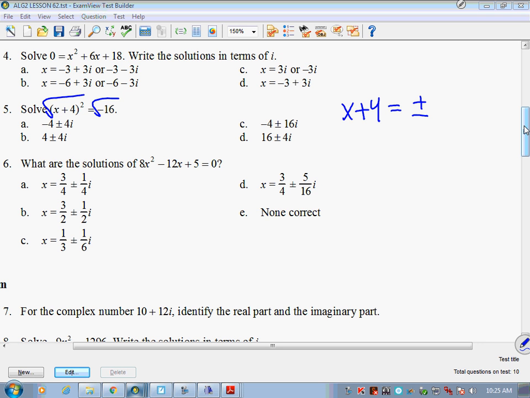Plus or minus 4i. Okay, now what do I want to do with that 4? So what do I get? X equals negative 4 plus or minus 4i. We getting better yet? Okay, good. Okay, the more examples of these that you watch and work and write, the better that you're going to get at this. Okay? All right.